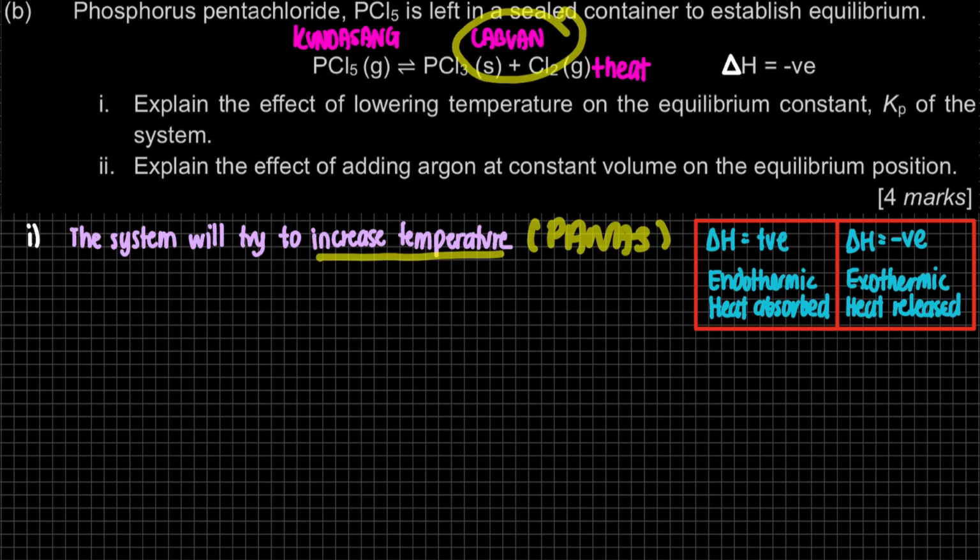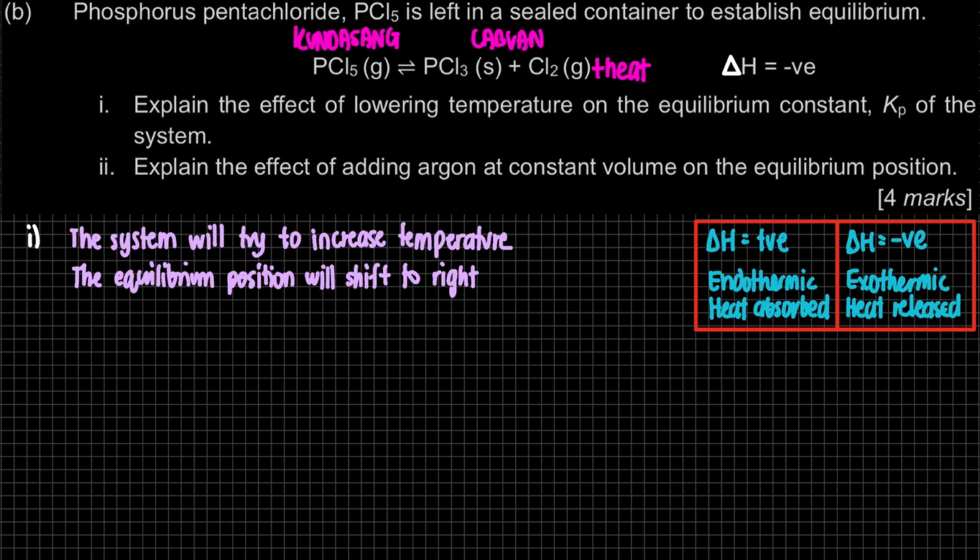So you can't just write down shift to the right. What does it mean by shift to the right? I know it will move to the right, but what is it that shifts? We have to mention that the equilibrium position shifts to the right. Once the equilibrium position shifts to the right, it means that PCl5 will form PCl3 and Cl2. So PCl5 will decrease while PCl3 and Cl2 will increase.